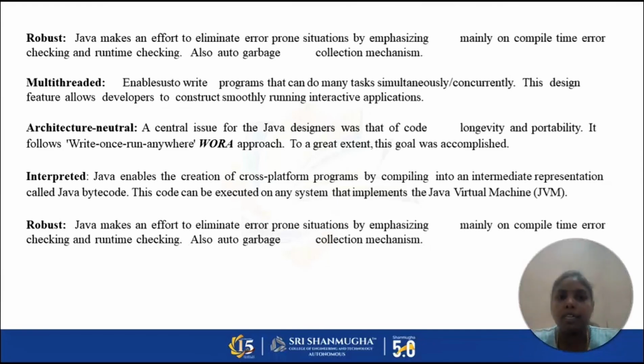Architecture neutral: a central issue for the Java designers was code portability, so you write once and run anywhere. Interpreted: Java enables the creation of cross-platform programs, because the Java Virtual Machine is used to interpret the code. Robust means it eliminates error-prone situations, such as compile-time errors, and runtime errors can be checked.